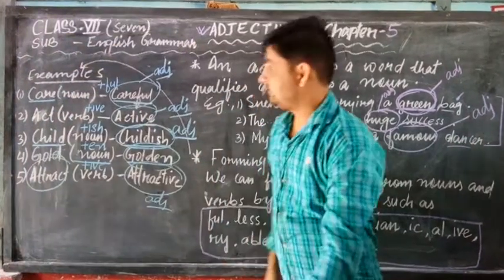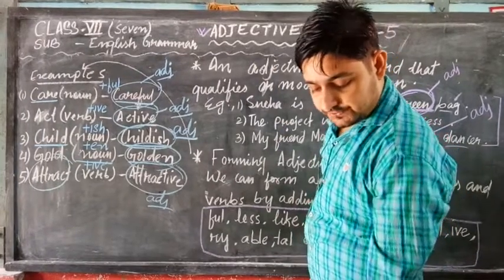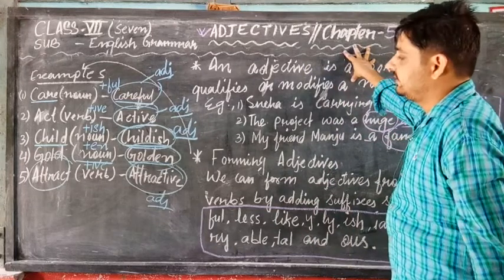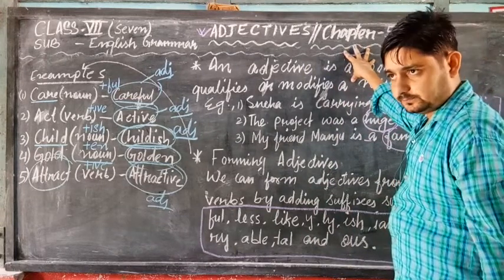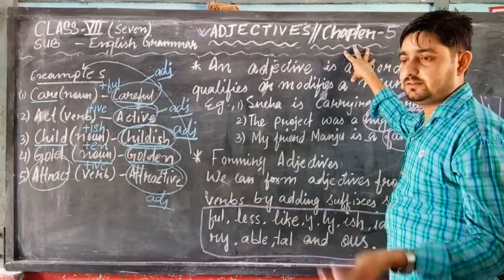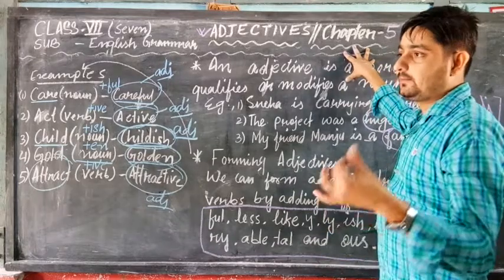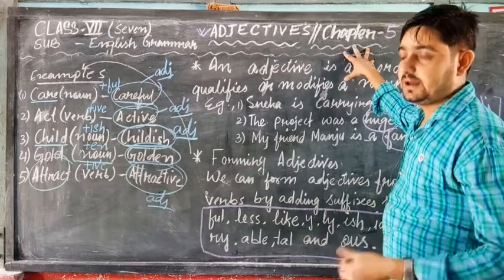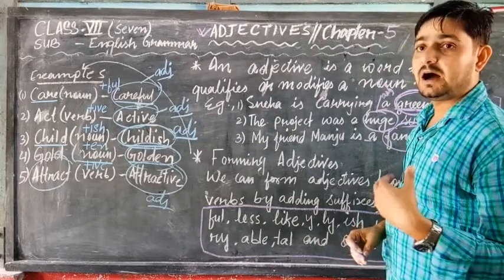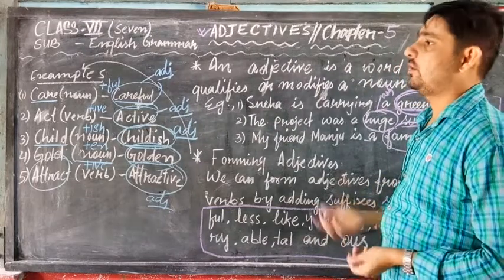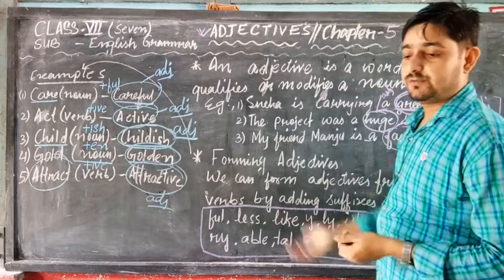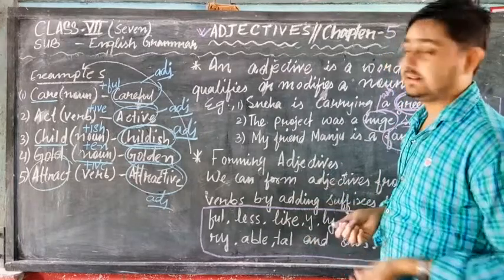I hope, my dear students, you have understood what I have told you here. In the next class we will see the degrees of adjectives. There are 3 degrees of adjectives: positive, comparative, and superlative. We will also see how these degrees can be formed, how to make positive into comparative, and comparative into superlative. We will see this in the next class.